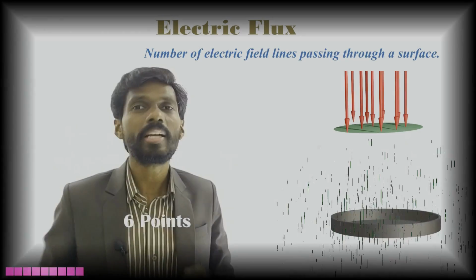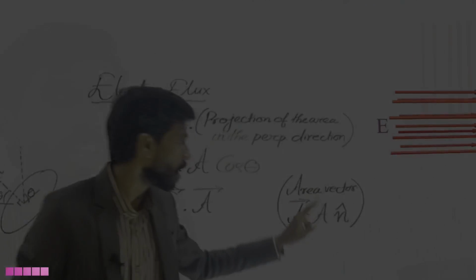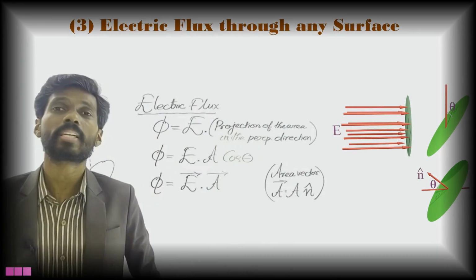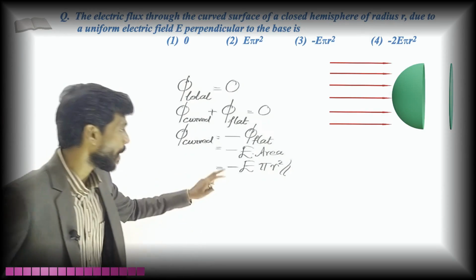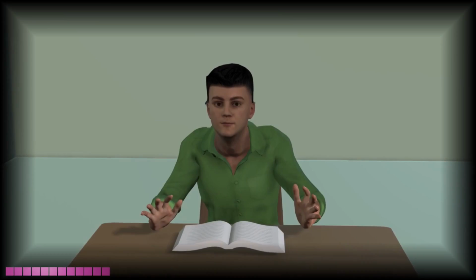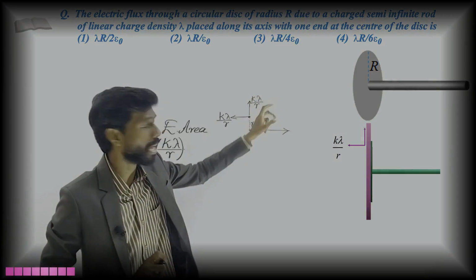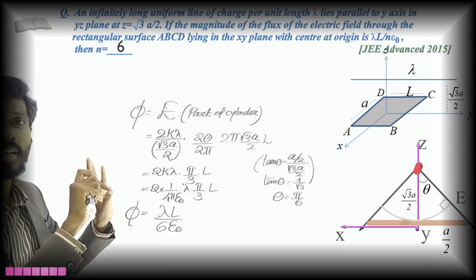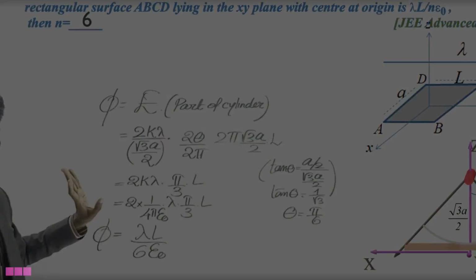You only have to remember these 6 points for solving any question related to electric flux. Okay, so the area multiplied by the normal vector to the surface. Okay, so this is the electric flux through the curved surface minus E pi r squared. Similarly, we have the electric flux. Consider the vertical component. See, this vertical component is not required. So this vertical component k lambda by r happens to be a part of a cylinder. So we are finding the area of that part of the cylinder, and that is the only calculation here.